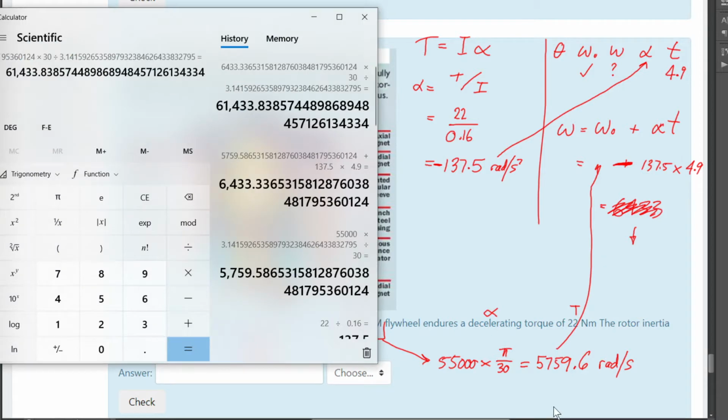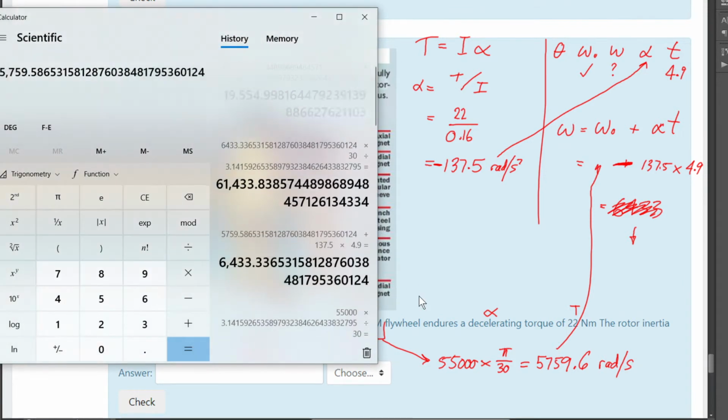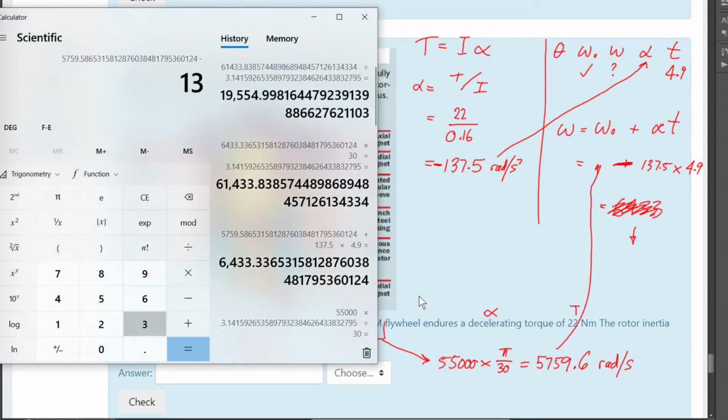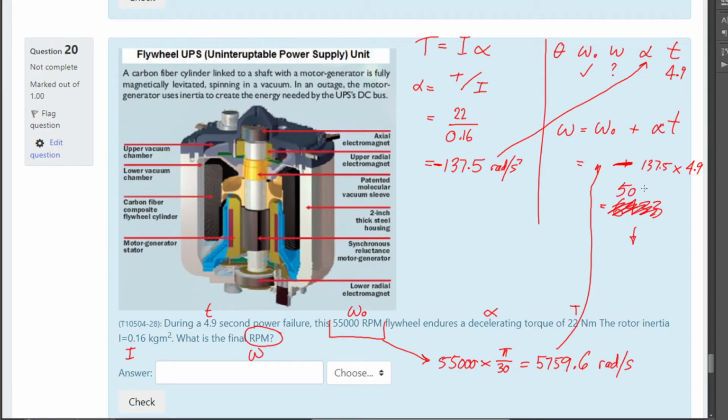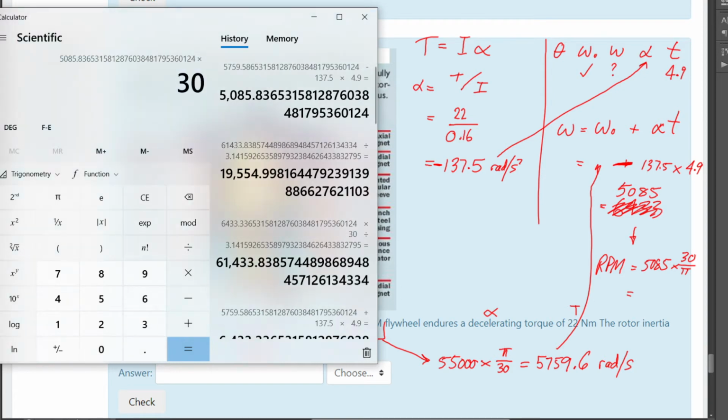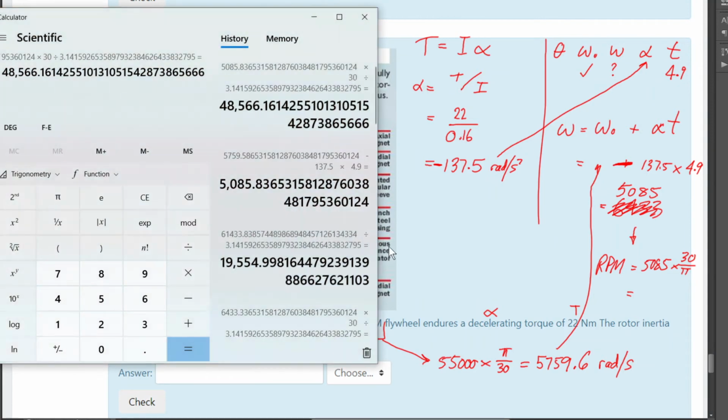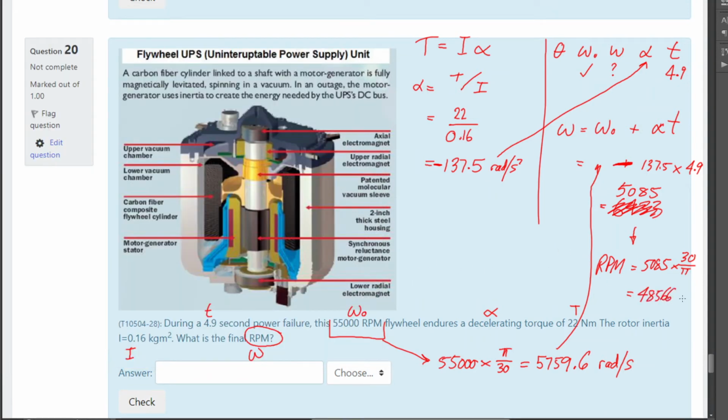Let's go back a bit. We had our 5759.6, and we subtract 137.5 times 4.9. That gives us 5085. Now we convert that over to revs per minute. It's 5085 times pi over 30. No, the number should get bigger, so it's times 30 over pi, because we're going to revs per minute. That number times 30 divided by pi is 48,566 RPM.